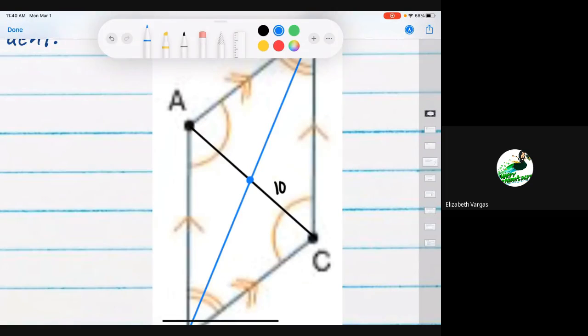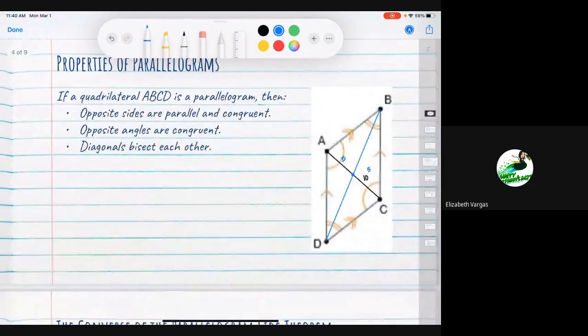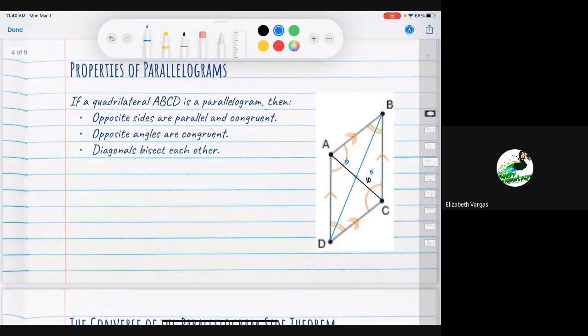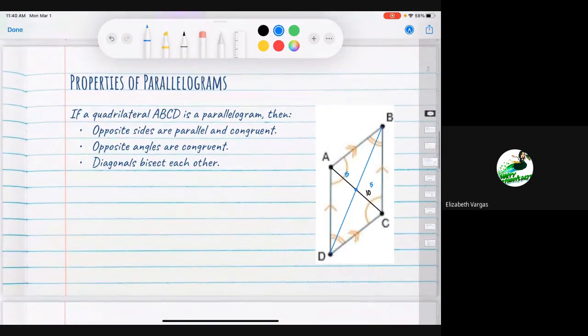And by doing so, it cuts A to this to 5 and this to C to 5. So basically diagonals cut each other in half, so they bisect each other, okay? Does anyone have any questions about any of these different properties right now? Any questions?